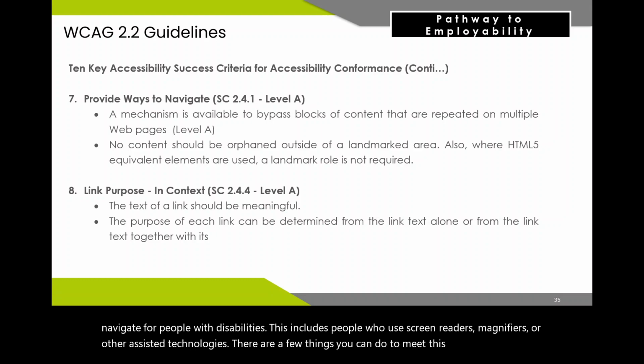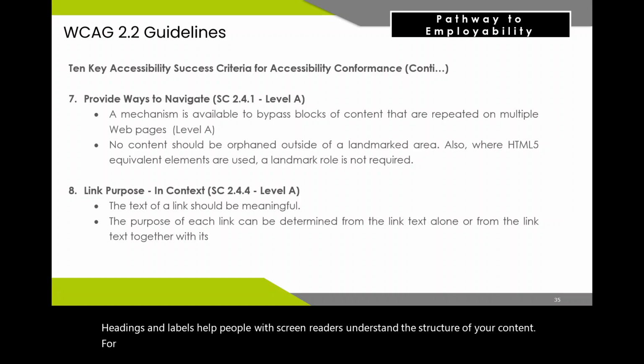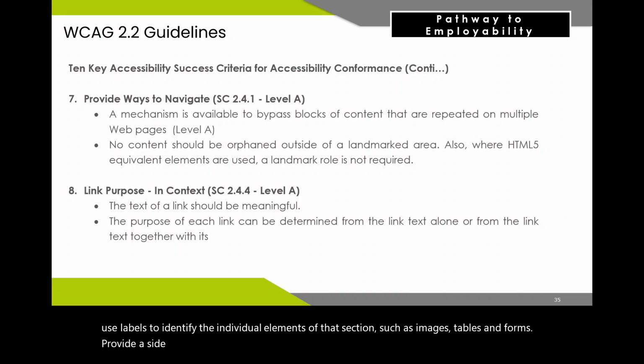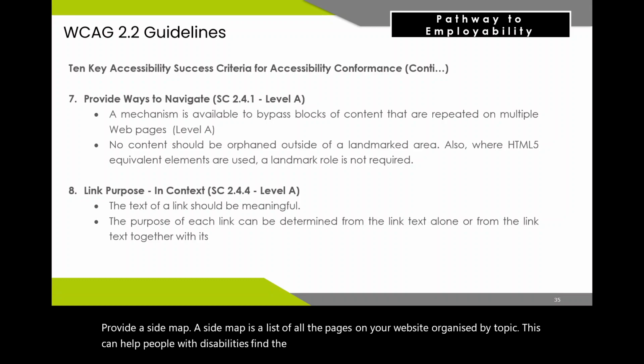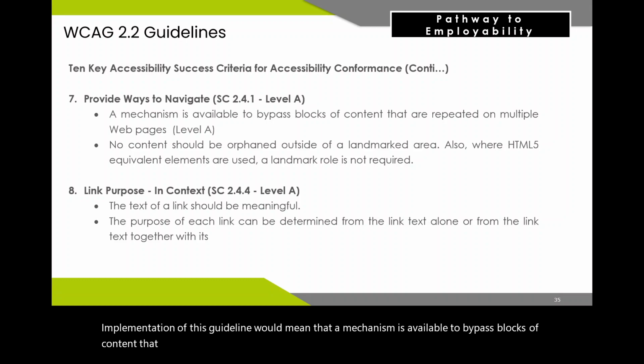Use headings and labels. Headings and labels help people with screen readers understand the structure of your content. For example, you could use a heading to identify the main topic of a section of text, and then use labels to identify the individual elements of that section, such as images, tables, and forms. Provide a sitemap. A sitemap is a list of all the pages on your website, organized by topic. This can help people with disabilities find the information they need quickly and easily. Implementation of this guideline would mean that a mechanism is available to bypass blocks of content that are repeated on multiple web pages.